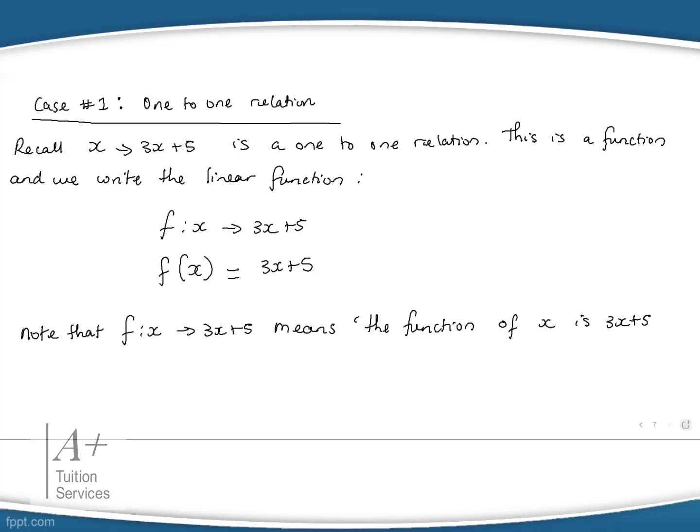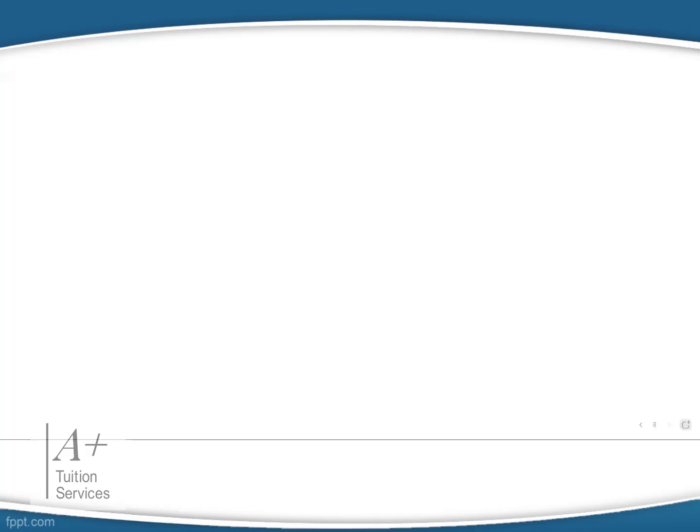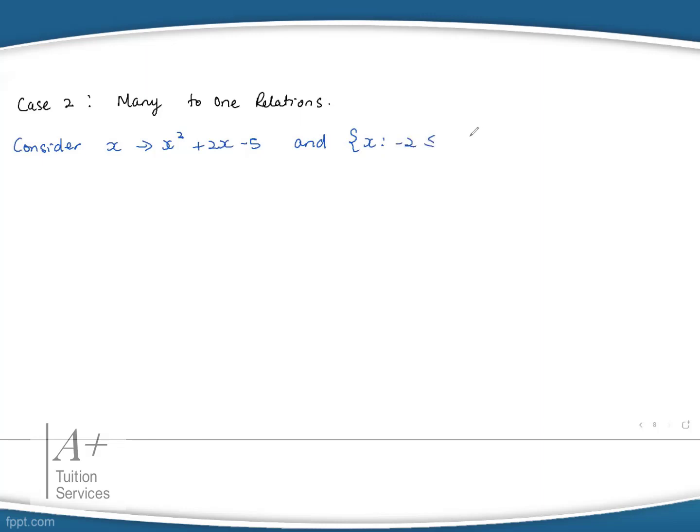Now we move on to case 2. Case 2 gets a little bit tricky, and it has some square roots and square root signs and so forth, but it's nothing intimidating. So case 2. This is many-to-one relations. So consider x is mapped onto x squared plus 2x minus 5, and the domain for x is minus 2 less than or equal to x, which is less than or equal to 2. So then from this now we can say the values of x are minus 2, minus 1, 0, 1, 2. Okay?